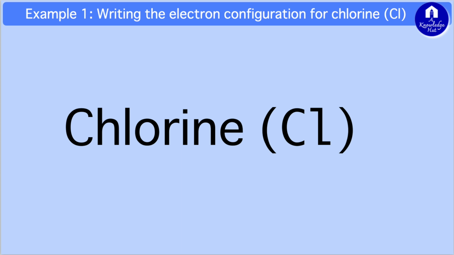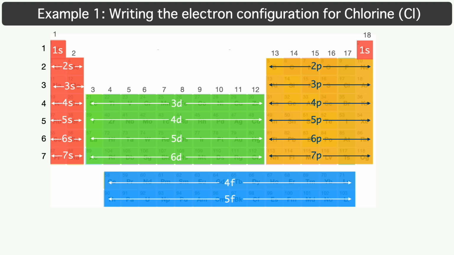Example 1. Writing the electron configuration for chlorine. Step 1. Locate chlorine in the periodic table. It is in the period 3 group 17. We note down its atomic number, it is 17.